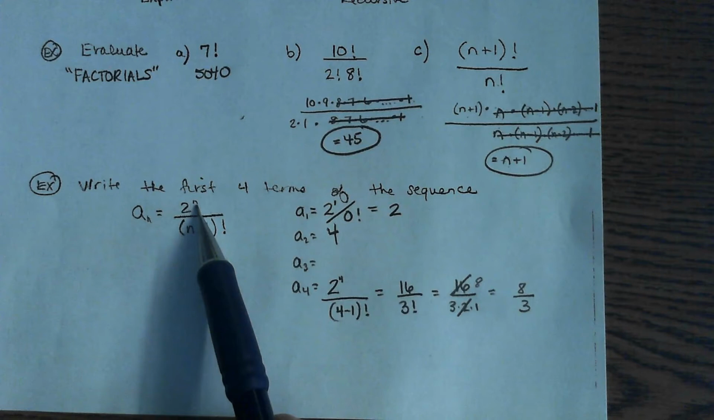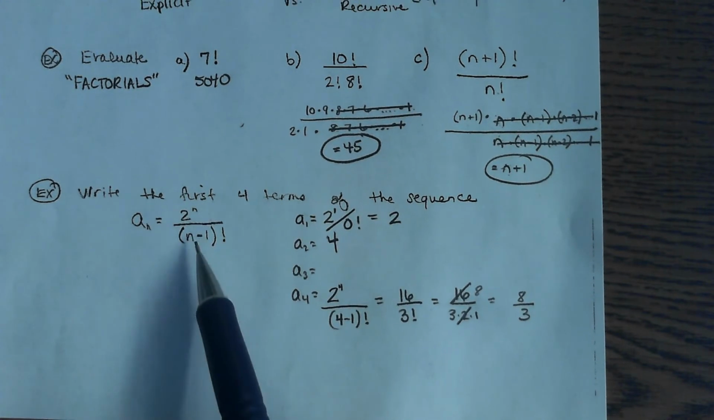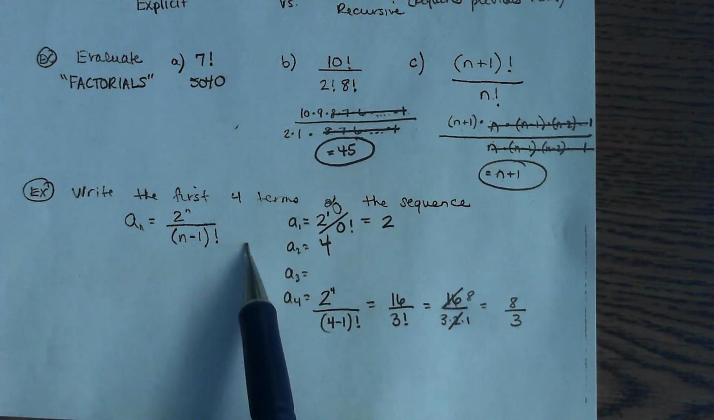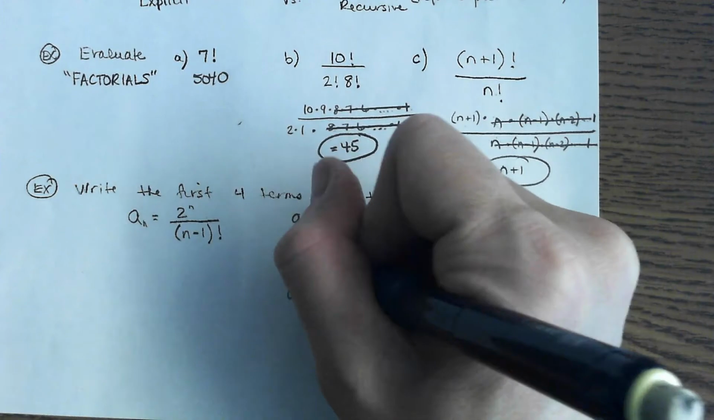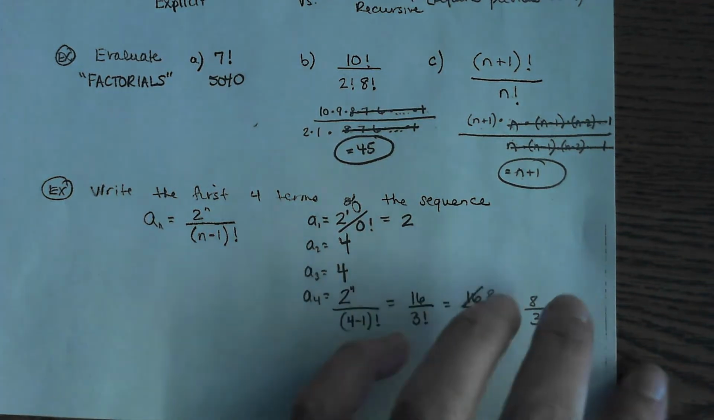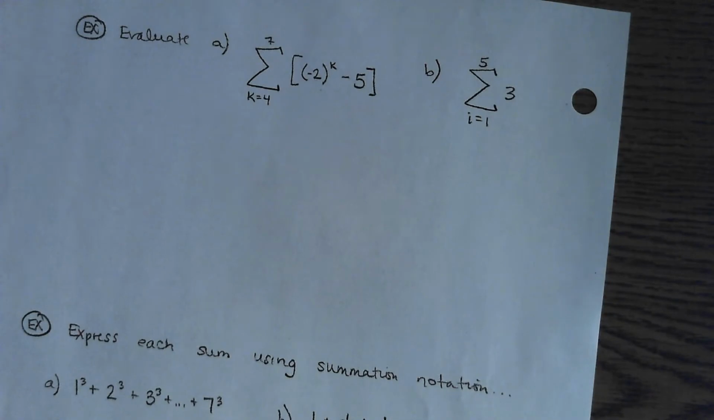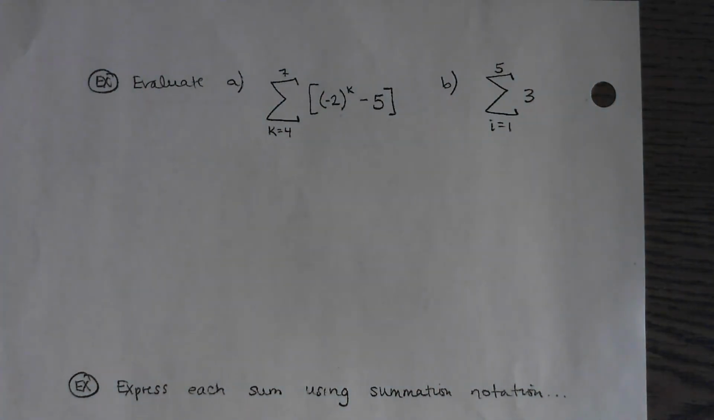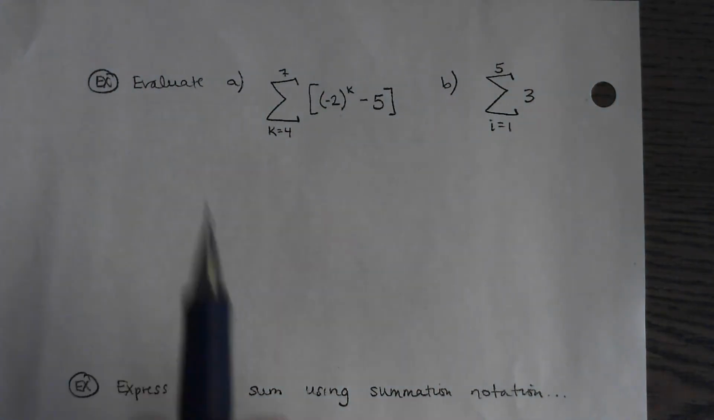So 2 to the third power is 8. And 3 minus 1 is 2. 2 factorial is 2. 8 divided by 2 is also 4. Yep. So something funny happens. That doesn't usually happen in sequences where we get the same number twice. Good? Any questions? All right.